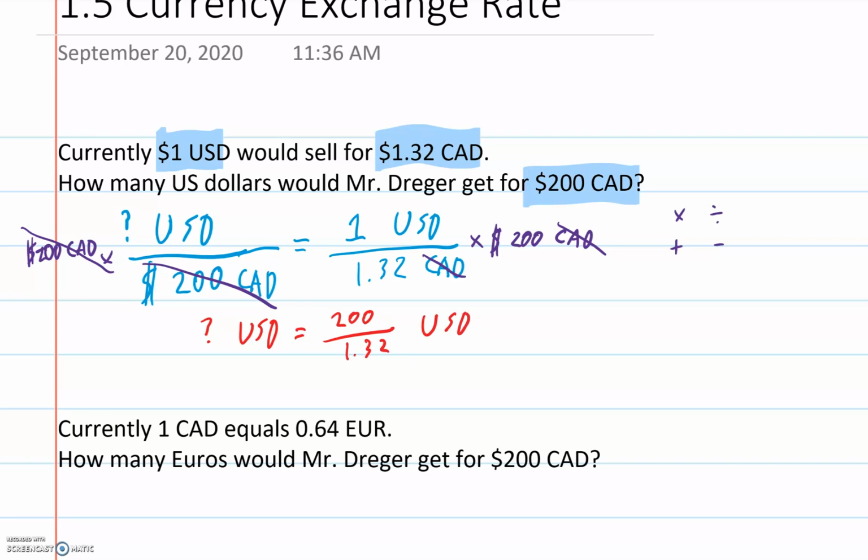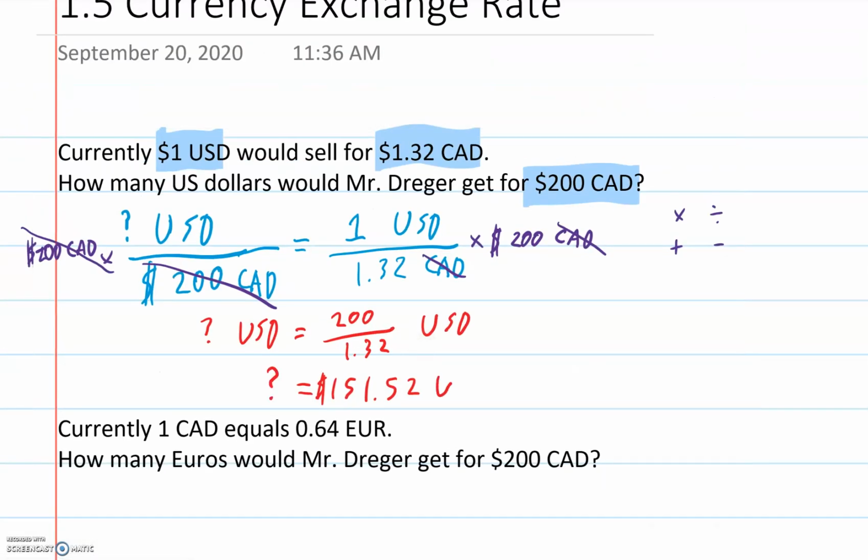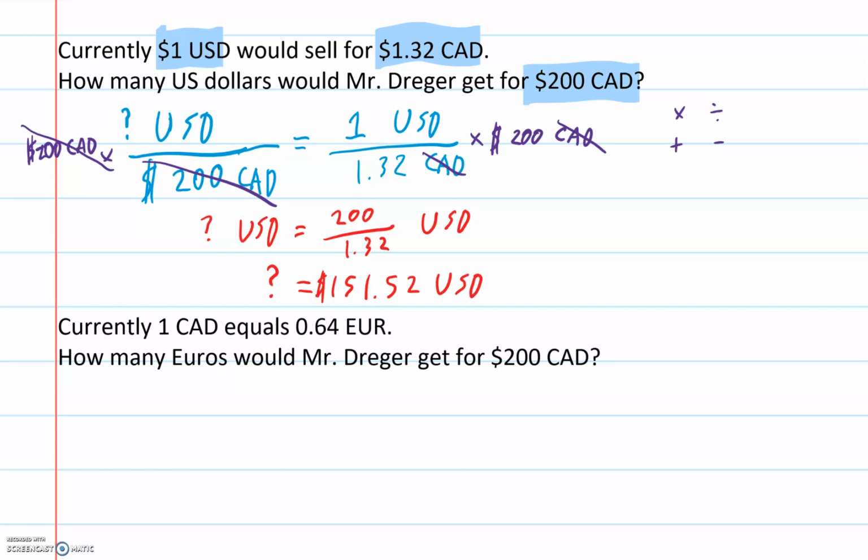Well, look at that. If we just type that into our calculator, 200 divided by 1.32, it equals 151.52, because we round up, dollars. So the question was, how much USD do we get? Well, we get 151.52 US dollars. Now, banks always take a cut of it, but anyways, that's the exact exchange rate. That's what it was today as of making this video.